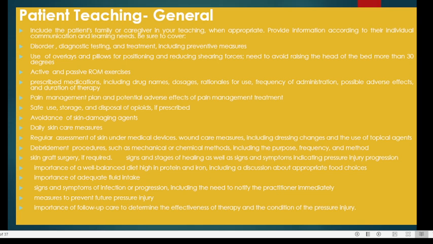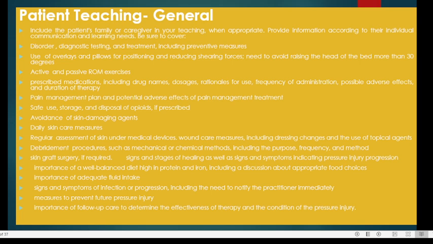Wound care measures, including the dressing changes and the use of the topical agents. Debridement procedures such as mechanical or chemical methods, including the purpose, frequency, and method. Skin grafting surgery if required. Also teach about the signs and stages of healing as well as signs and symptoms indicating pressure injury progression.